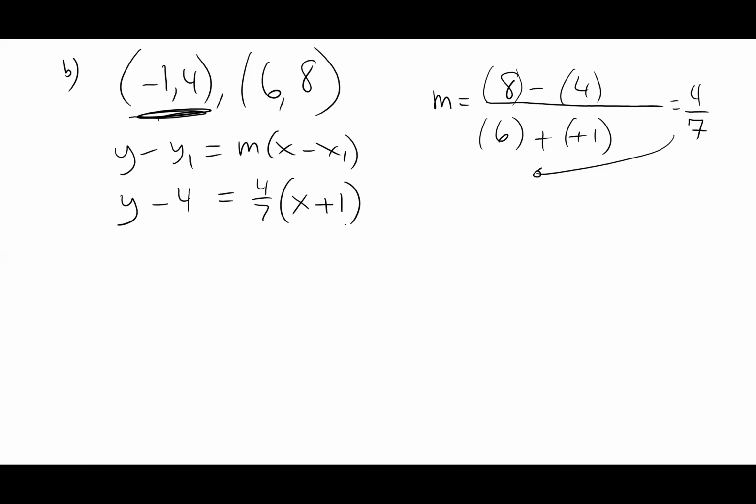Add 1. You just put in its opposite. That's it. That's cool. Okay, almost done. Let's go for it here. So we got ourselves distributing the 4/7 to the x, distributing the 4/7 to the 1. Then we are going to add 4 to both sides.